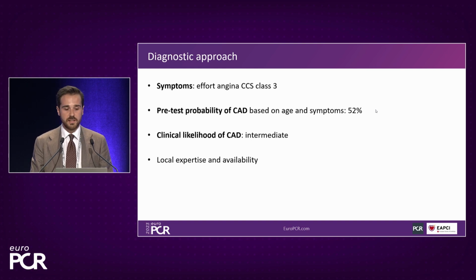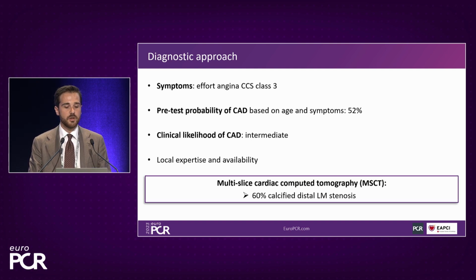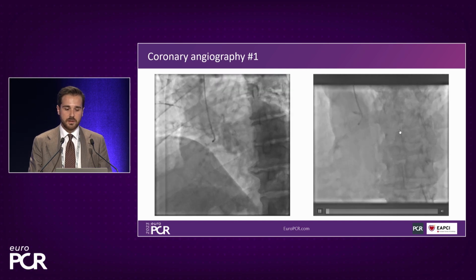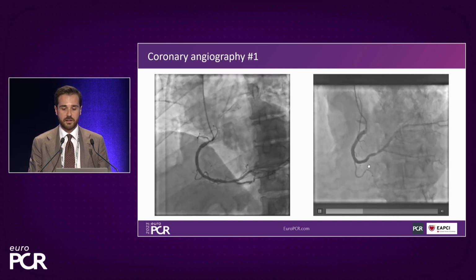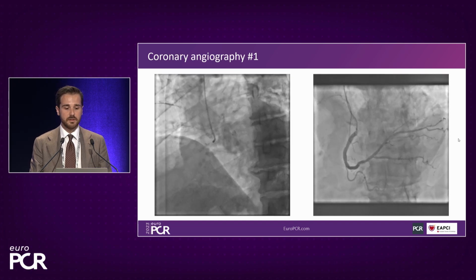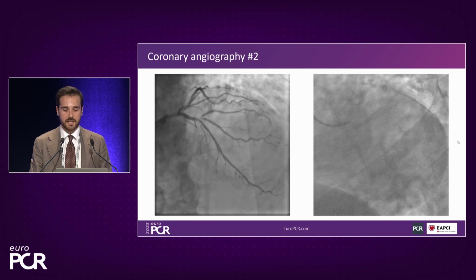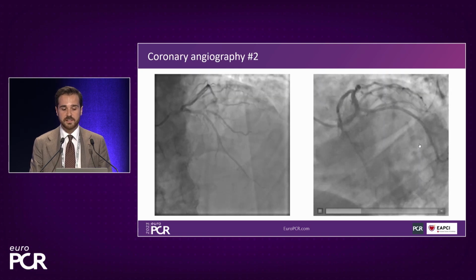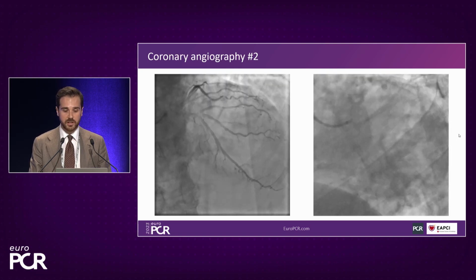So, based on the symptoms, on the pretest probability of CAD, and also on the clinical likelihood of CAD, we decided to offer this patient a multi-slice computed tomography as a diagnostic test, which revealed a 60% calcified stenosis of the distal left main. Therefore, we moved to coronary angiography, which demonstrated slight mild disease in the right coronary artery, and which confirmed on the left side a significant stenosis of the distal left main, showing also some mild disease of the mid-LAD involving the diagonal branch.